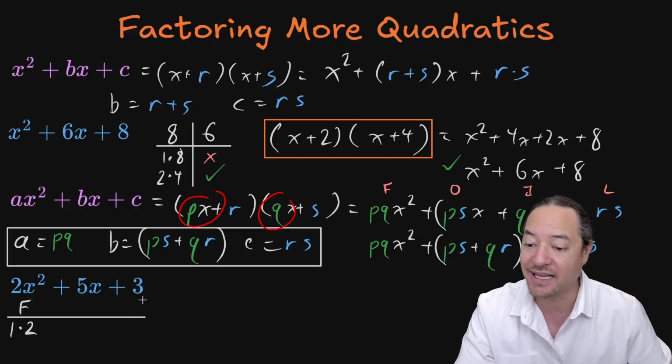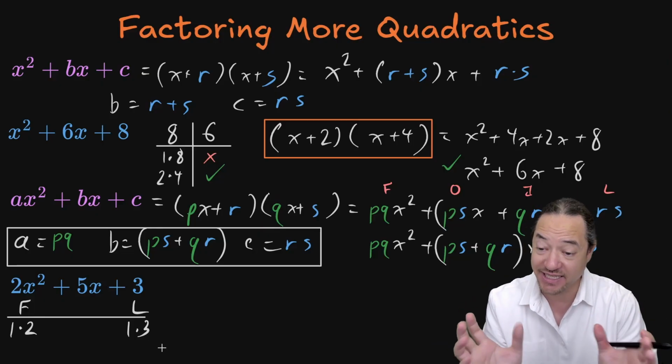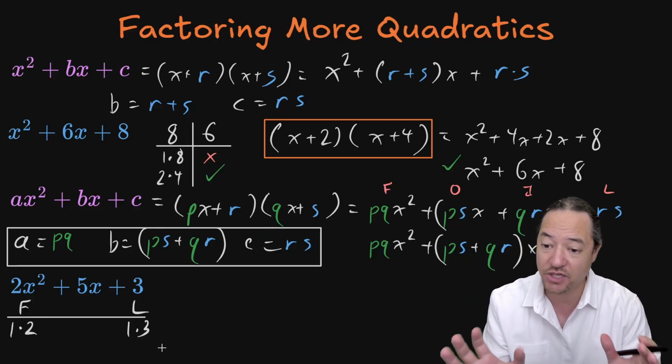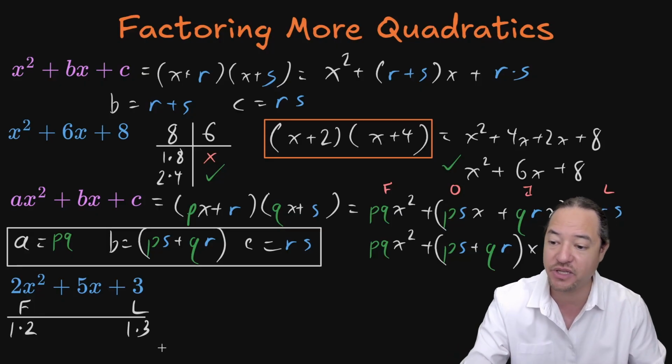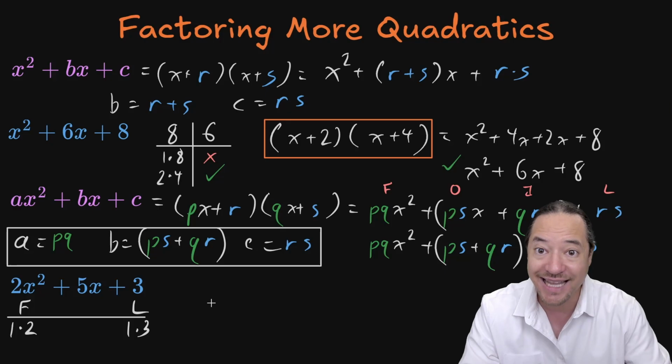and for the last term here, what are the factors of 3? Well, that's really just going to be 1 times 3, isn't it, right? And so these are potentially, if we can actually factor this quadratic expression, going to be the values we use for p, q, r, and s. All right, so let's try it out.